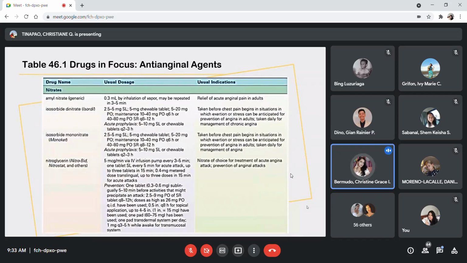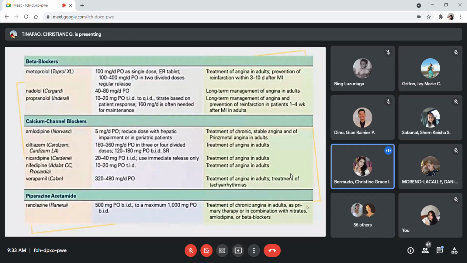Now let's proceed to table 46.1, which lists the drugs in focus in anti-anginal agents, starting with the nitrates. This includes amyl nitrate, isosorbide dinitrate, isosorbide mononitrate, and nitroglycerin. For the beta blockers, it includes metoprolol, nadolol, and propranolol. For the calcium channel blockers, it includes amlodipine, diltiazem, nicardipine, and verapamil. Lastly, for the piperazine acetamide, it includes the drug ranolazine. These drugs will be discussed further later on.